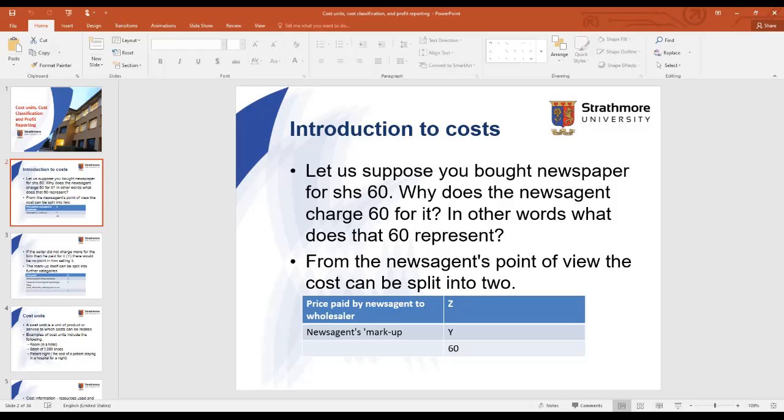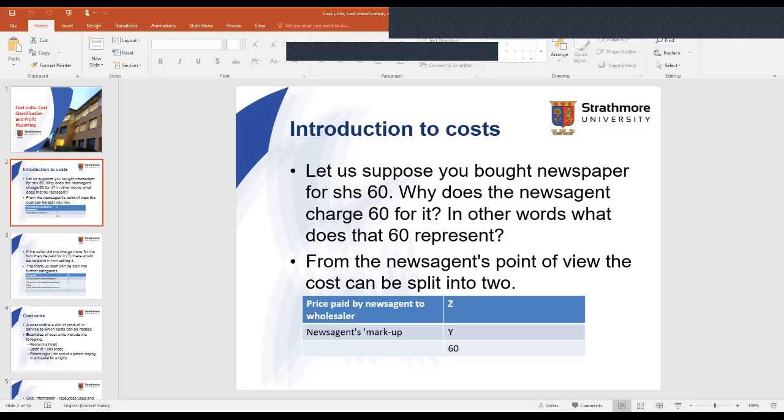We need classes themselves. We do need to pay for maybe data for our students. So at the end of the day, as Strathmore University, what cost do you incur? Of course, this will be influencing the amount you'll be charging the student for the service that you provide to them. For example, suppose that you have a newspaper that goes for 60, the selling price is 60.